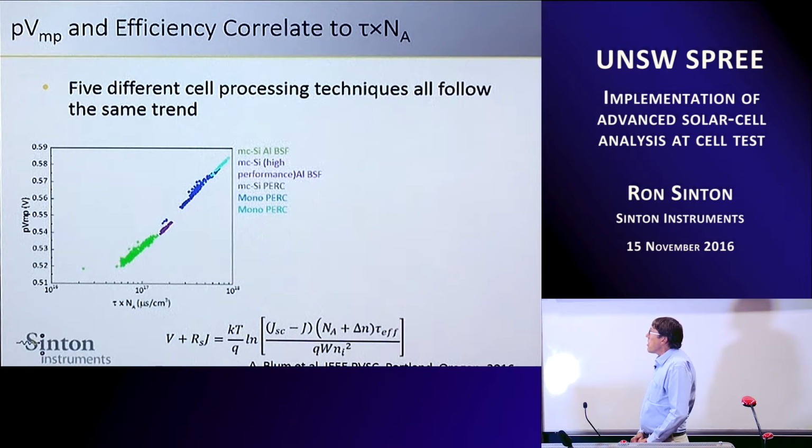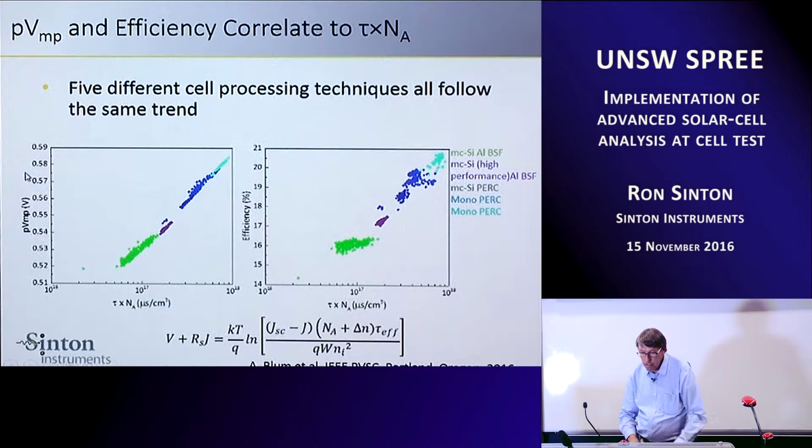So the first thing I'll show is the dependence of the pseudo-VMP on the tau doping product. And down here in this formula, you see that the pseudo voltage when there's no current, the pseudo-VMP, depends on the doping lifetime product here. And you get a perfectly straight line when you plot the tau doping product versus the PMP. If you look at efficiency, it's more complicated.